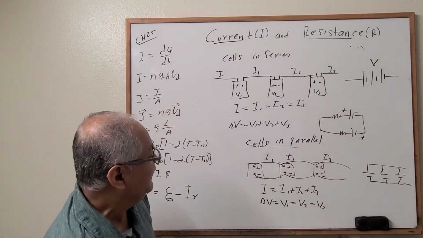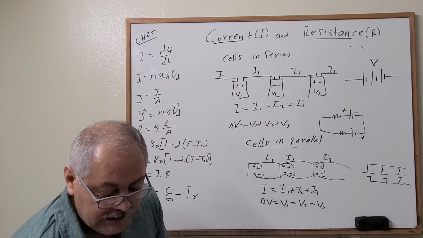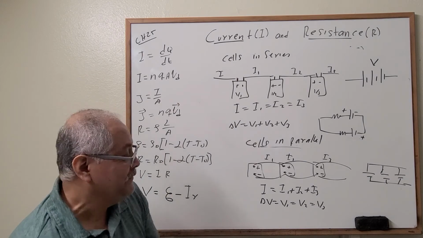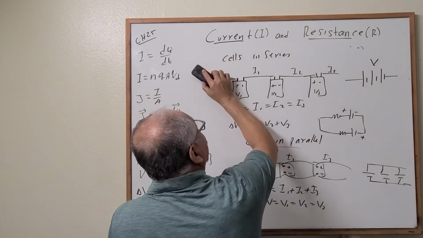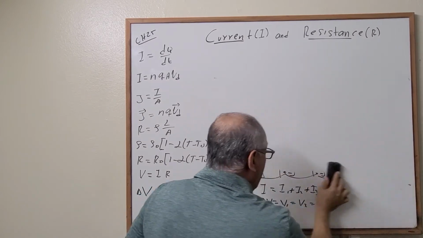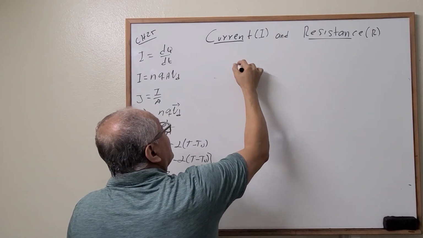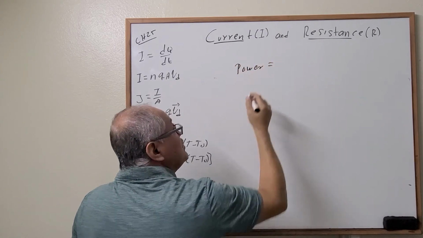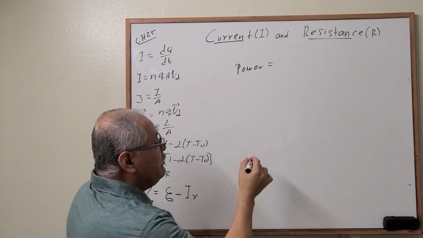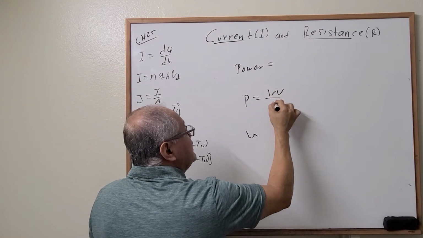Okay, perfect, great. Now let's go finally to the last concept in this chapter, which is power. Let's do it. Power. Power has the same meaning as in mechanics. Power, remember, is defined as work divided by time. Power equals work divided by time.